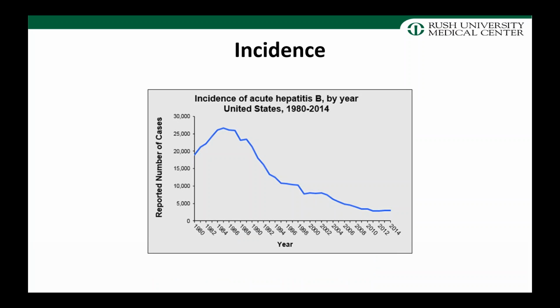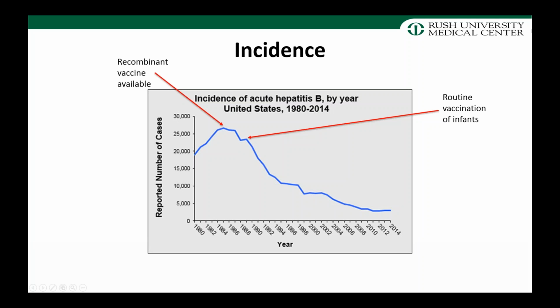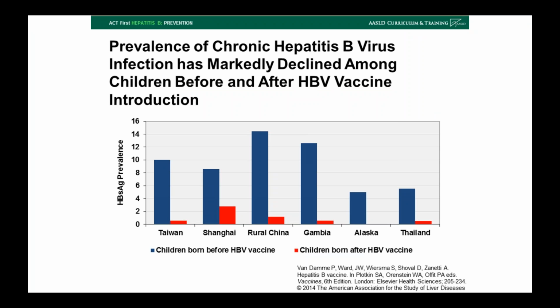The incidence of acute hepatitis B in the United States has significantly decreased since the mid-80s. This is in 1986 when the first recombinant vaccine became available, and it decreased even more in 1991 as routine vaccination of all infants was mandated. This graph demonstrates that, as well as acute infections, chronic hepatitis B infections have markedly decreased not only in the United States but across the world.